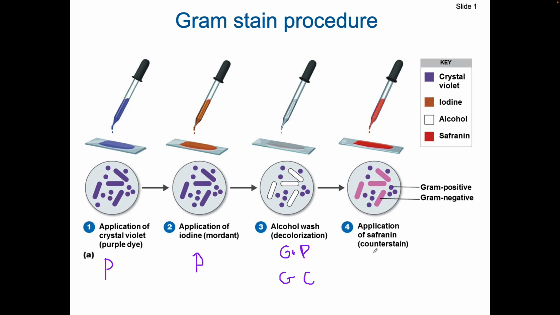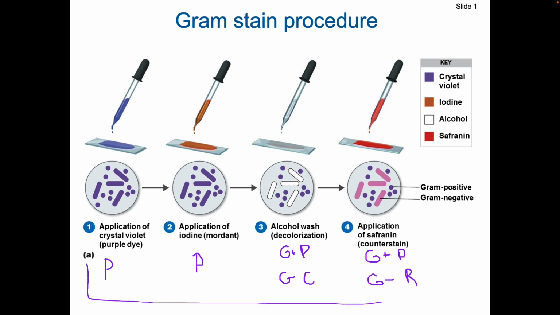And so after this step, what should happen is our gram-positive cells are still going to be purple because they retained that crystal violet, so they're not affected by the safranin. Our gram-negative cells are now red or pink. Okay.